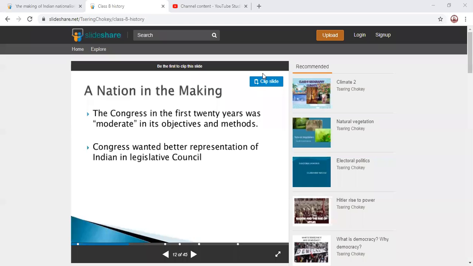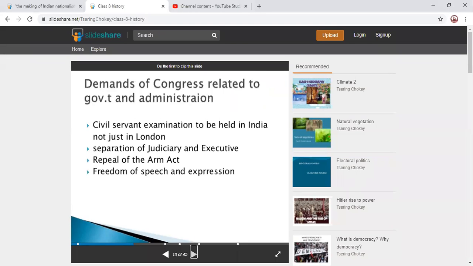Third, greater freedom of speech and expression. This was also a demand of the moderates.